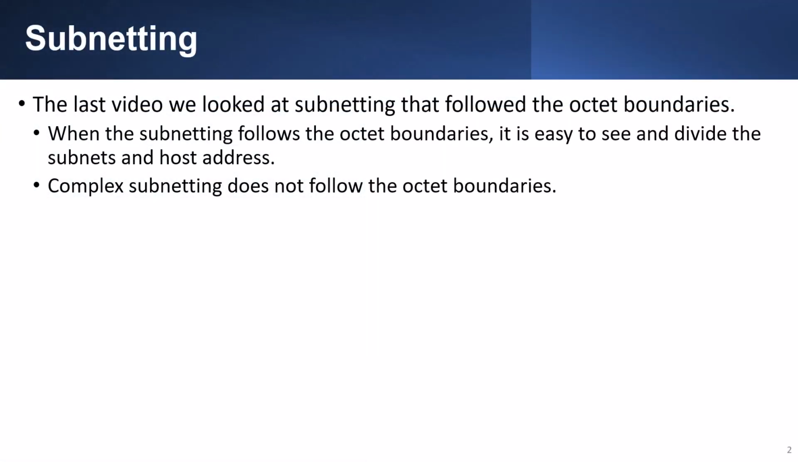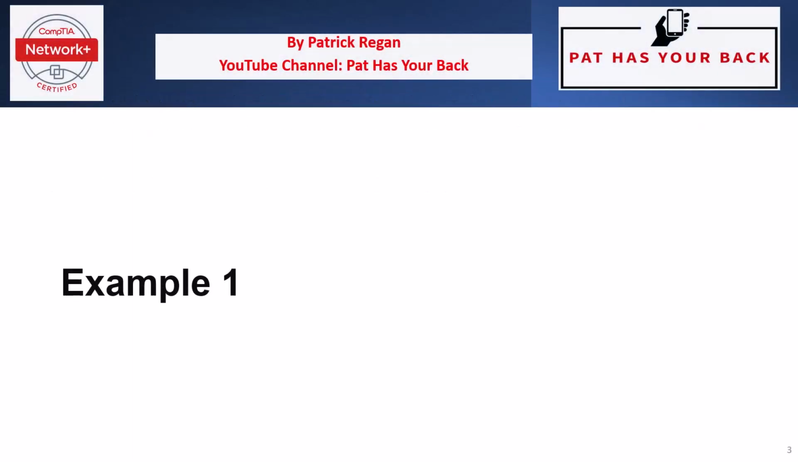In the last video, we looked at subnetting that follows the octet boundaries. When the subnetting follows the octet boundaries, it's easy to see and divide the subnets and host addresses. Complex subnetting does not follow the octet boundaries. Let's look at our first example.